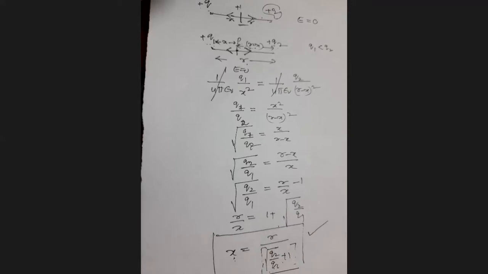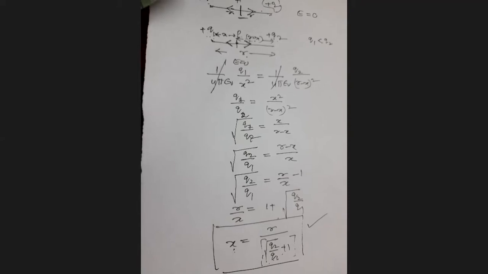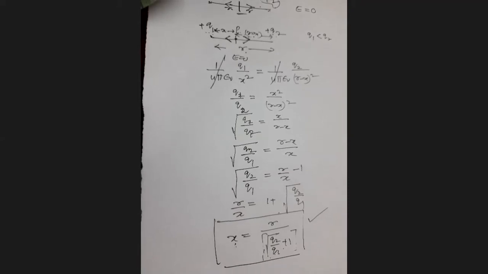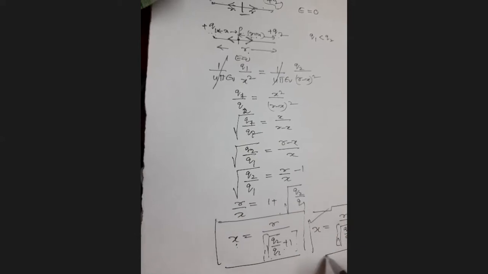The conclusion is, when two charges q1, q2 are at distance r, the null point position from the smaller charge x is equal to r by (root q2 by q1 plus 1). This formula is applicable when the charges are like charges. If the charges are unlike charges, then in a similar way you can derive x is equal to r by (root q2 by q1 minus 1). You should remember that here q1 is the smaller charge, q2 is the bigger charge.